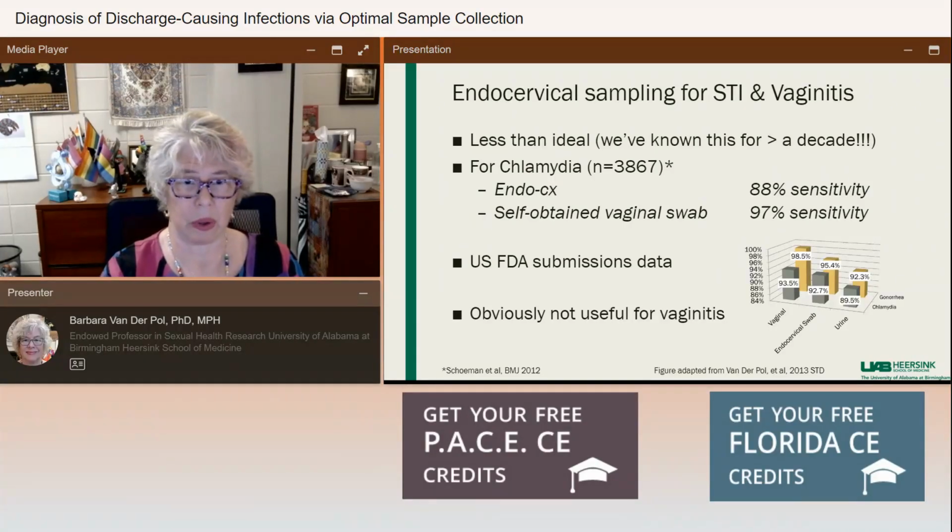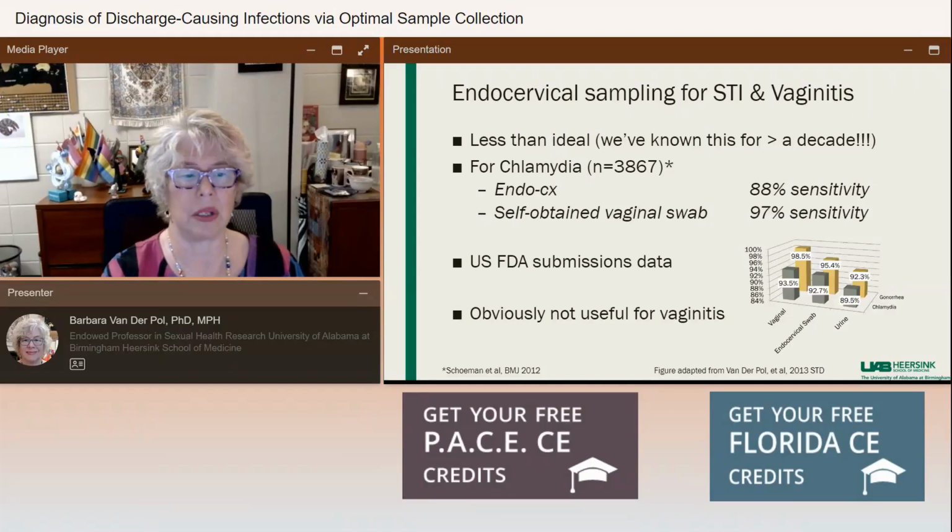Followed by endocervical specimens. So if you have an endocervical specimen and you want to test it, that's fine. And then followed by urine. What I don't show on here is actually that if you do an endocervical sample in a liquid cytology media, that's actually less sensitive than urine. The reason for that is because of the dilution factor.